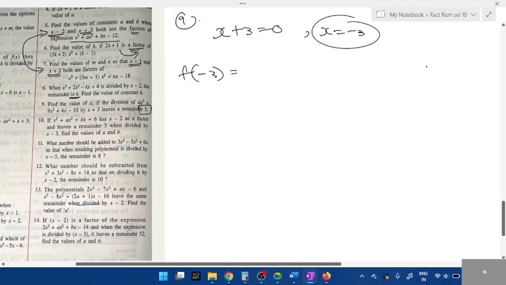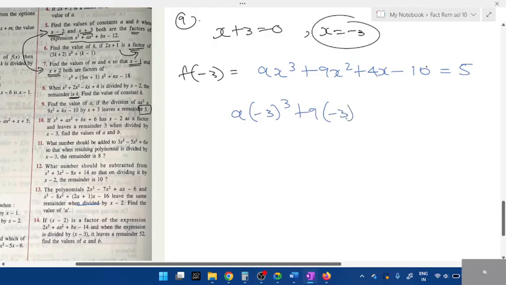Yeah, the question starts here, students. If the division of ax cube ... 10, this is equal to 5. Remainder is given. And if they mention factor, you should have taken it as 0. So minus 3, I'll just shift it to the other side. You get 15. Minus 10 goes to the other side, 15.